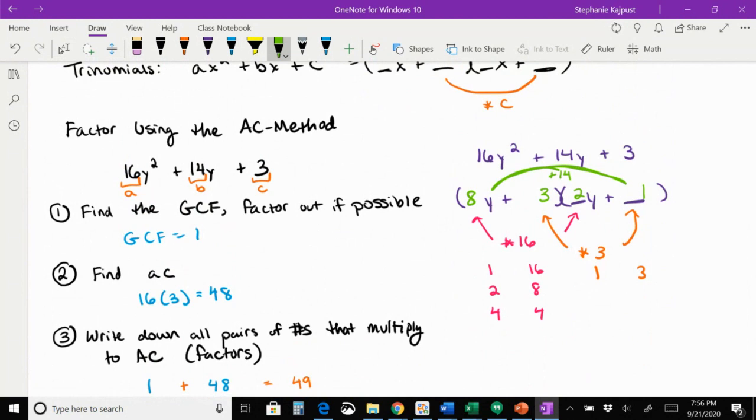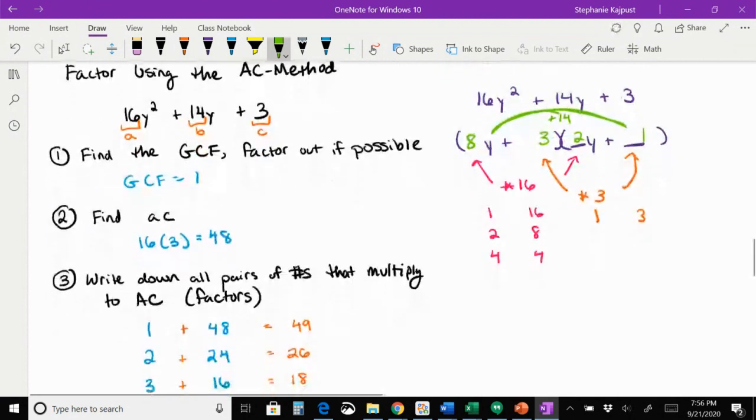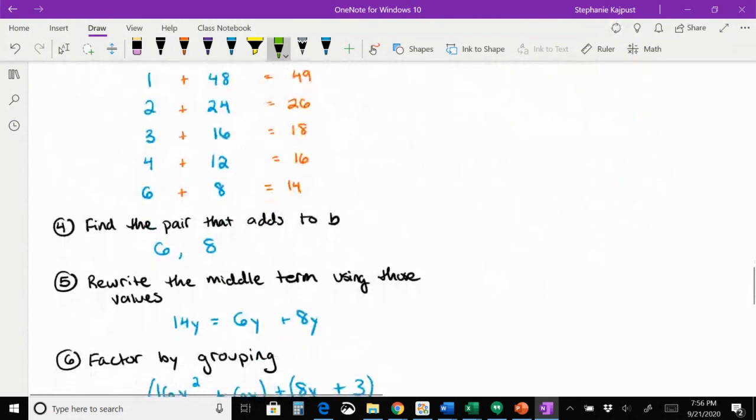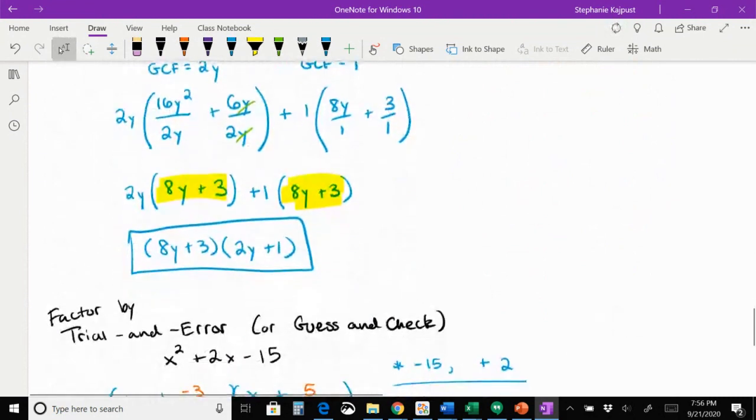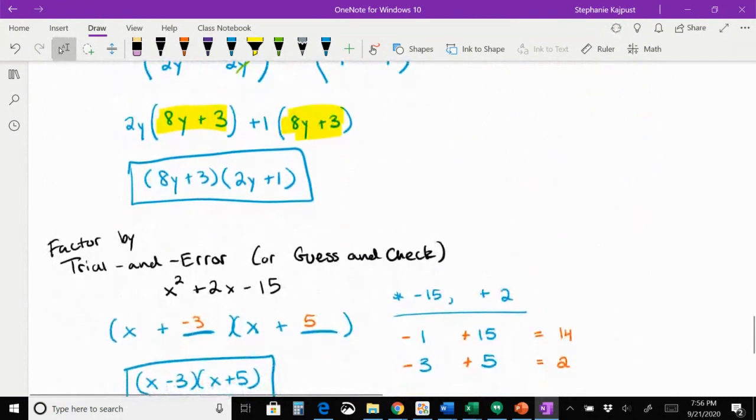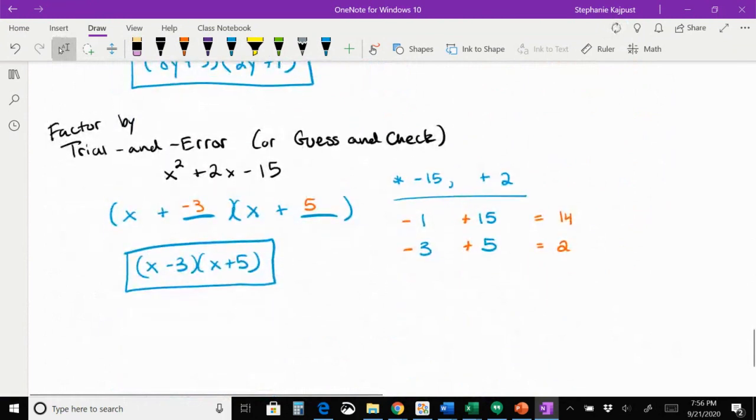So if you're not careful, if you don't put them in the right spot, you can flip-flop them. There's just a lot of combinations, and it's much harder. While the AC method is lengthy, there's less guessing and checking going on, and you're not going to make as many mistakes. But guessing and checking on something where you don't have a number in the front is relatively simple. So that's why I only recommend it if there's no number in front, because you don't have as many possibilities.